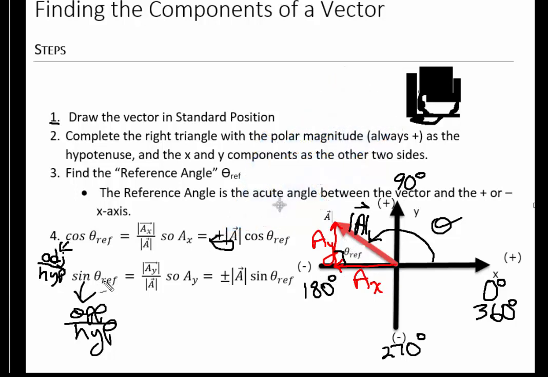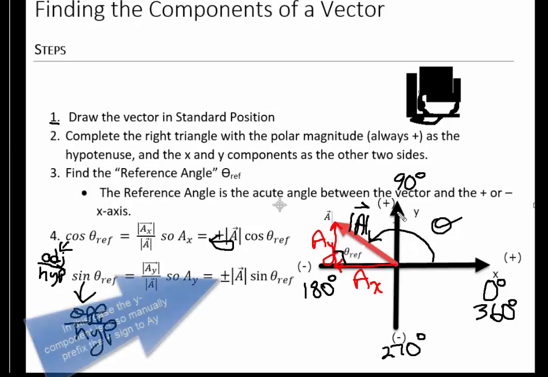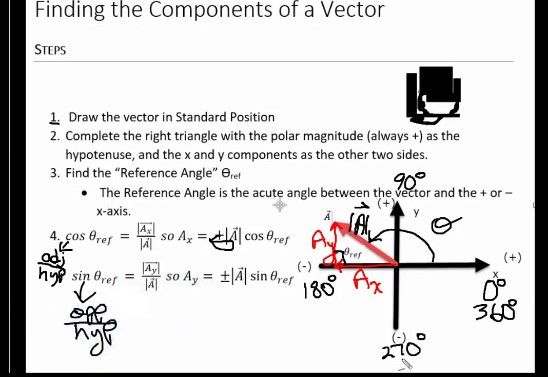Since the sine of an angle is the opposite over the hypotenuse, in this case the sine of theta ref, the opposite side is a sub y, the y component. The hypotenuse, once again, is the polar magnitude. Solving for a sub y, we once again get plus or minus polar magnitude times the sine of theta ref. In this case, for a second quadrant vector, a sub y is parallel to the positive y-axis, which is the positive y direction. The negative y direction is in the direction of the negative y-axis.